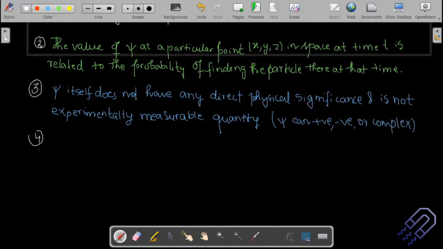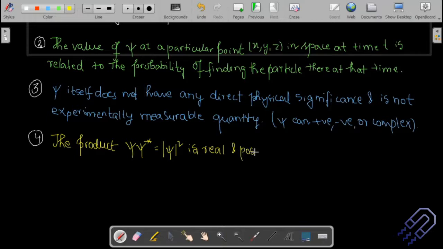Let's take the fourth point. If psi is not physically significant, what is physically significant? We can say the product. That's why I was talking about the complex conjugate, psi star. I hope you now know what psi star is. Psi star means whenever there is an i in psi, you can replace it with minus i. If it's not there, you can just take the square of this. That's it. So this is real. Whatever may be the form, if you take its complex conjugate and multiply it with the original wave function, you will find that this will always be a real and positive quantity.